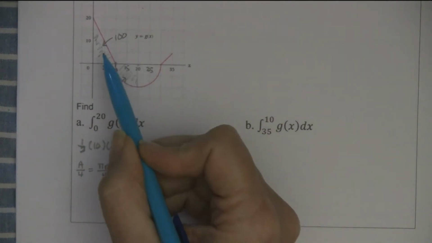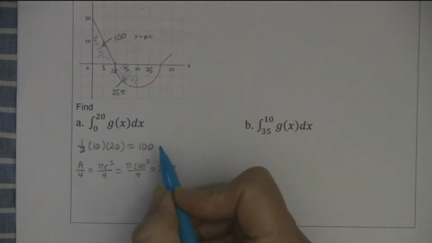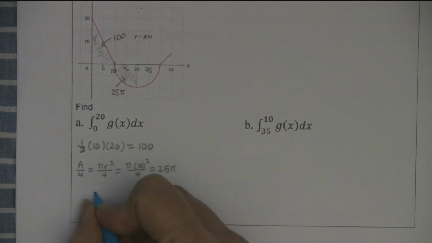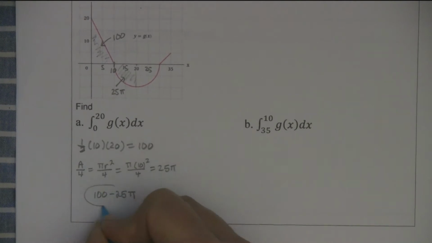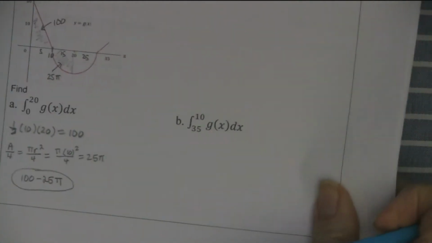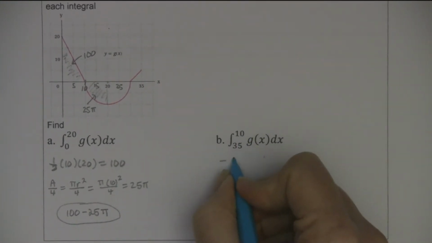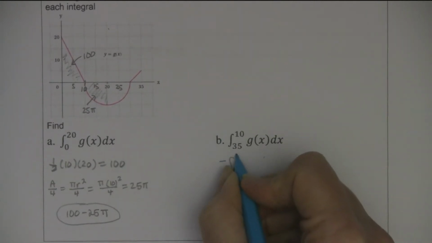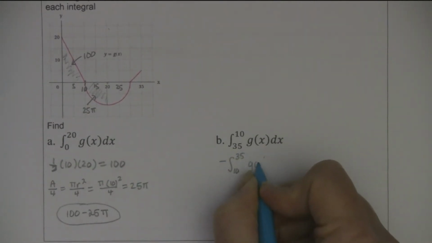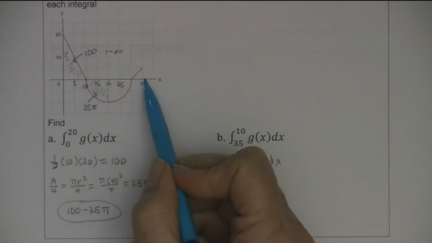And remember that the integral would count the area above the axis as positive and the area below the axis as negative. That's what the integral would count this as. So this is going to be 100 minus 25 pi for A. And then for B, well, the bounds are backwards, so you need to write them in order. So this would be negative, remember, you do the negative, from 10 to 35 of g of x dx. Now that I've done that, I'm going from 10 to 35.